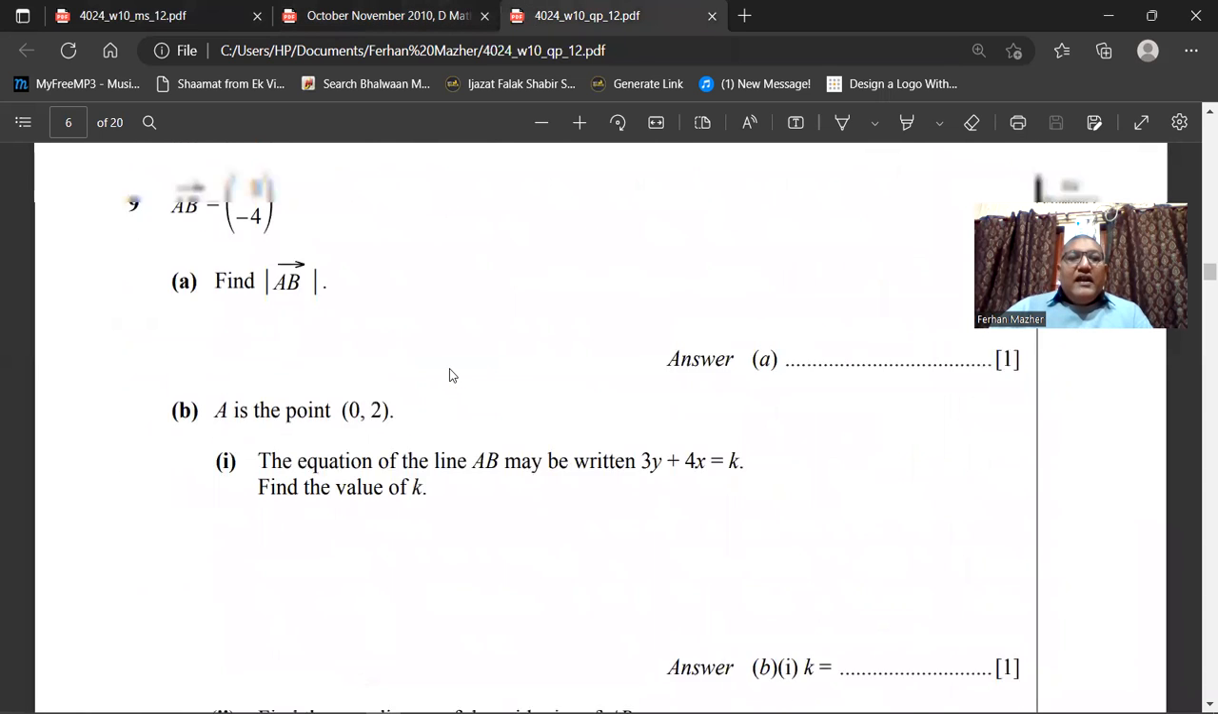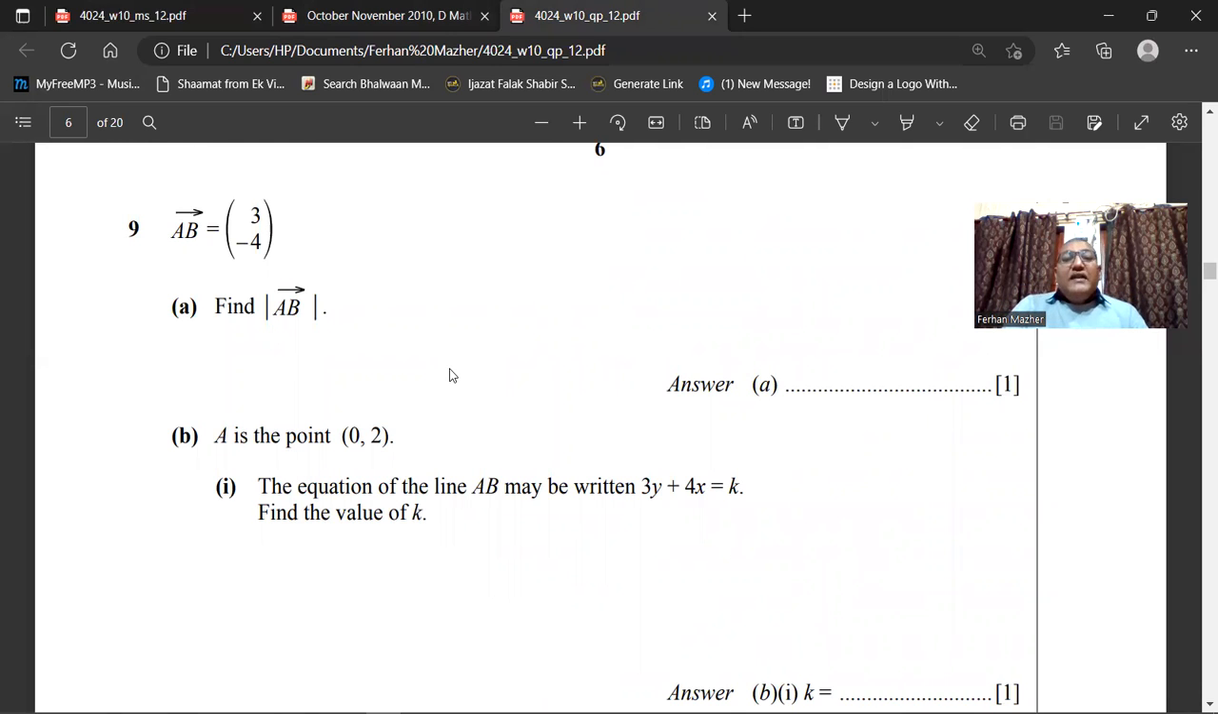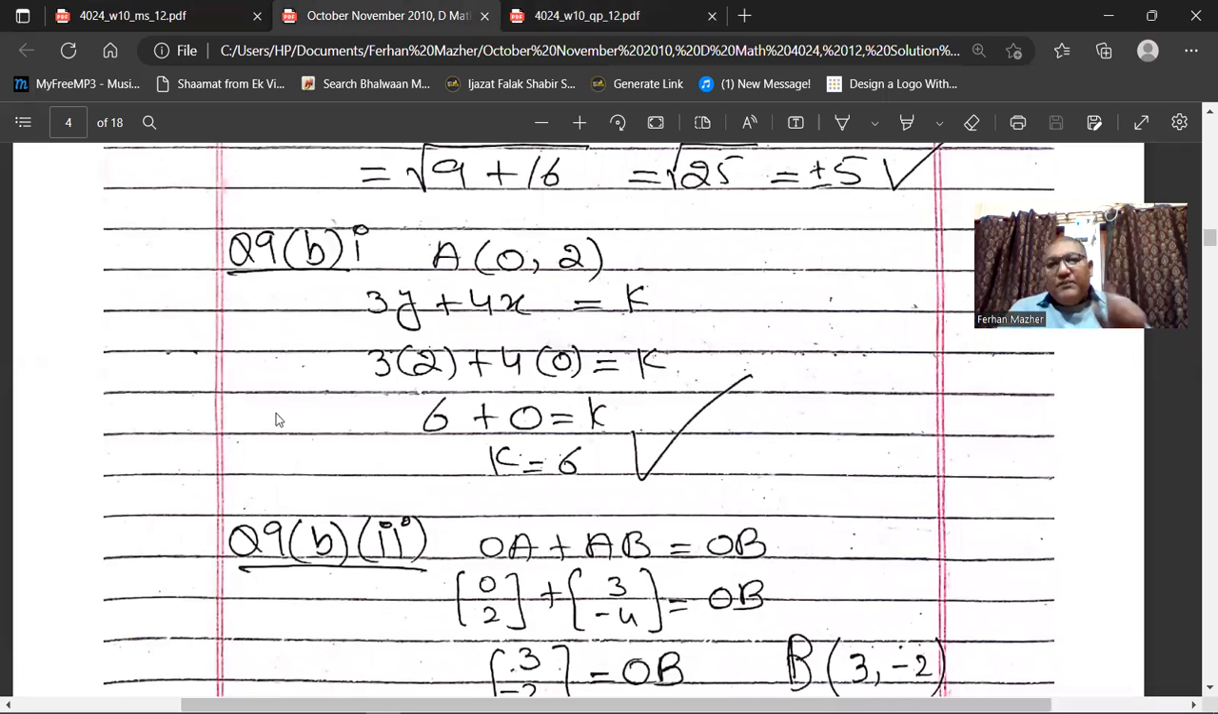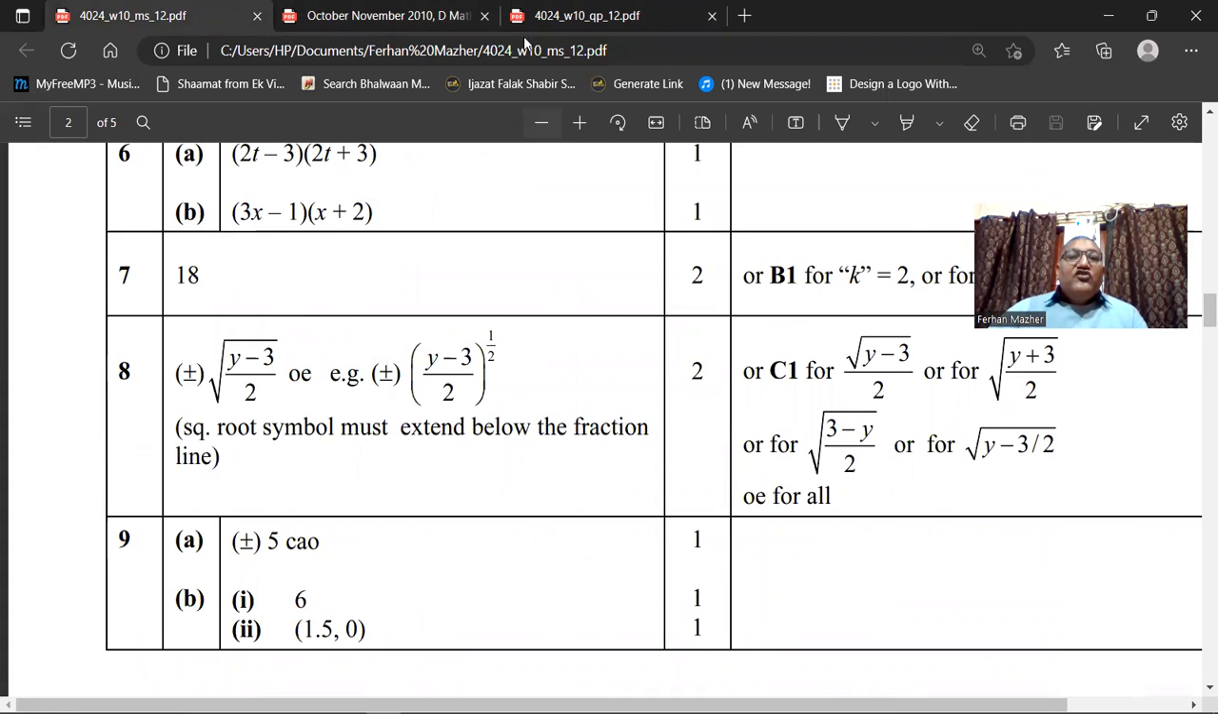Then he says A is the point (0, 2). The equation of the line AB may be written as 3y plus 4x equals k. Find the value of k. So first of all, I will use the equation of the line AB. Because this line is passing through the point A, we can put the coordinates of A in the place of x and y in that equation. In the place of y, I will put 2. In the place of x, I will put 0. So 3 into 2 plus 4 into 0 equals k. So it will be 6 plus 0 equals k. So k will be equal to 6. So the k value is 6. So our answer is right.